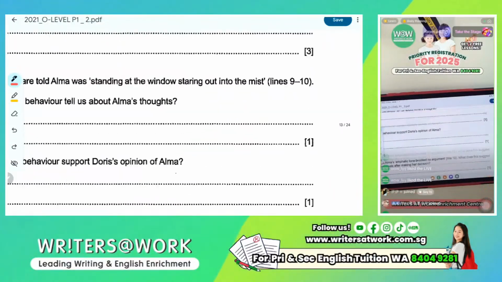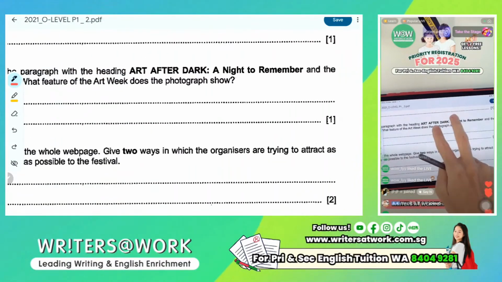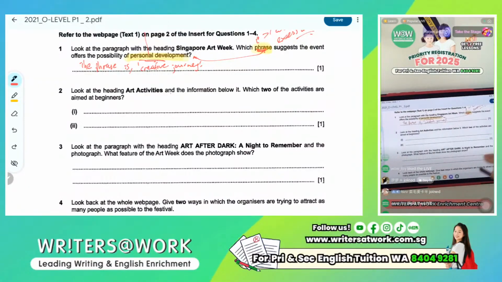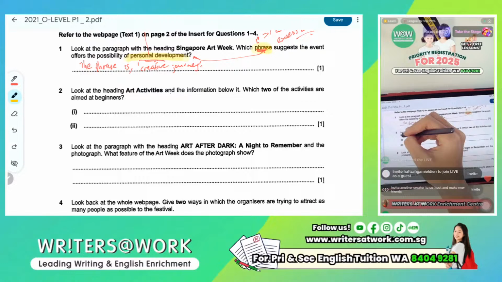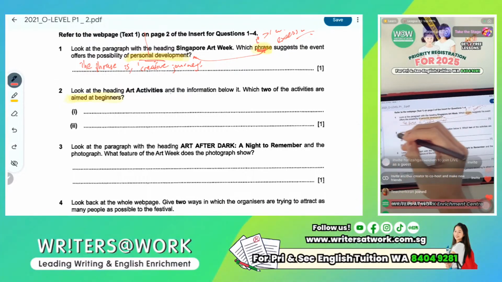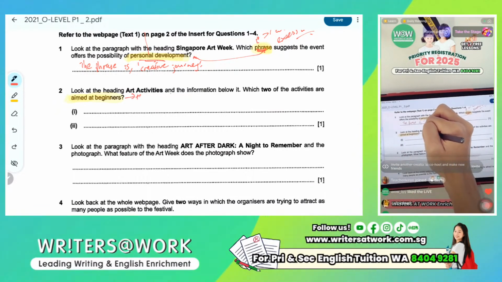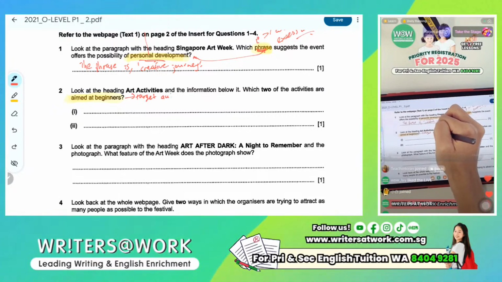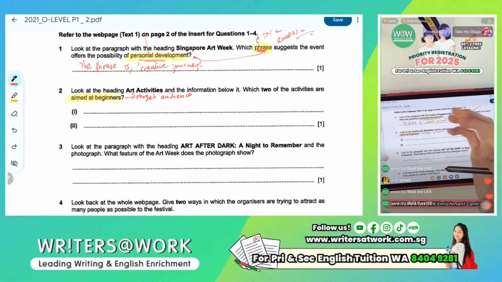Okay, let's take a look at the other questions. Look at the heading art activities and the information below. Which 2 activities are aimed at beginners? So you see over here, this is really a target audience, people who are interested in art but probably don't have that kind of experience to draw or design things like a professional.